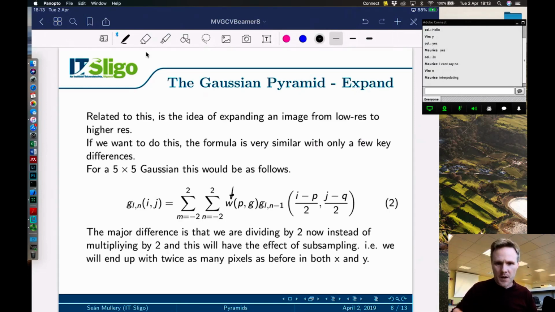You can see here that what we're doing now is dividing by 2. So this is kind of subsampling between pixels. The major difference is that we're dividing by 2 now instead of multiplying by 2, and this will have the effect of subsampling, i.e. we'll end up with twice as many pixels as before in both x and y. We won't end up with more information, okay, so you can't create something from nothing, but nonetheless we will make an image that's a little bit bigger.